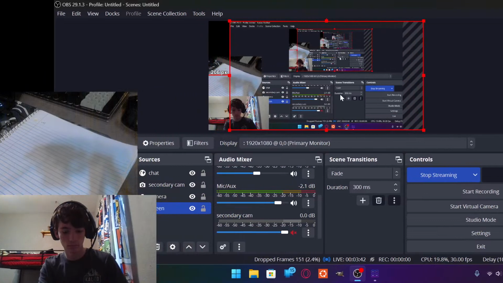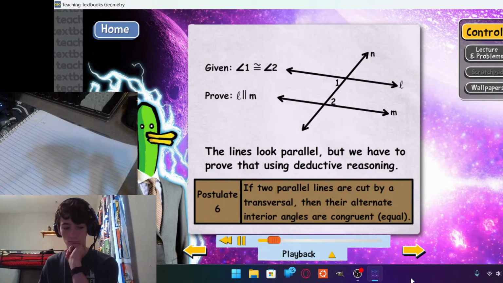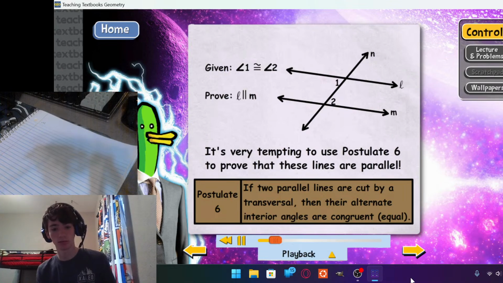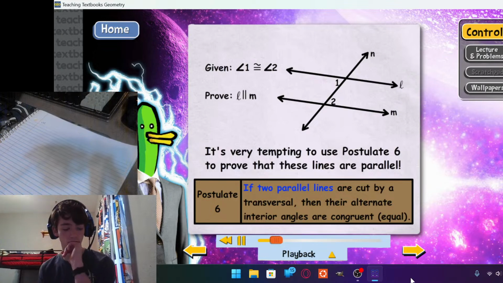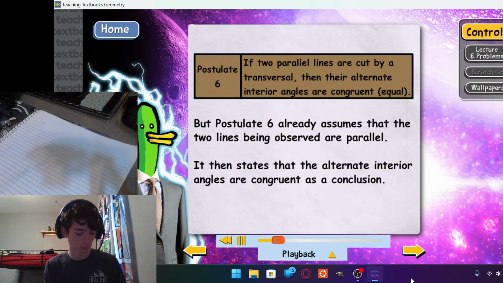See, it says that if two parallel lines are cut by a transversal, then their alternate interior angles are congruent, or you can say the measure of the angles are equal. And this does pertain to alternate interior angles, so it's really tempting to try to use this one to prove that these lines are parallel. But notice the way the postulate is written. The if statement up here says that the lines are parallel, if two parallel lines. And that means that we're assuming that that's true. The then statement concludes that the alternate interior angles are congruent. And so this actually doesn't work.